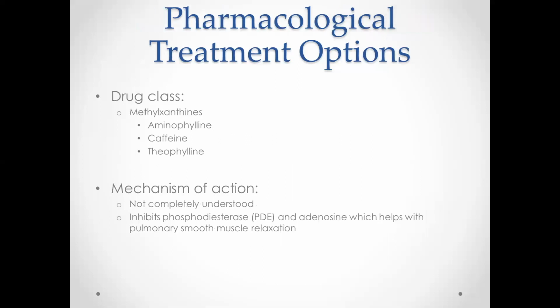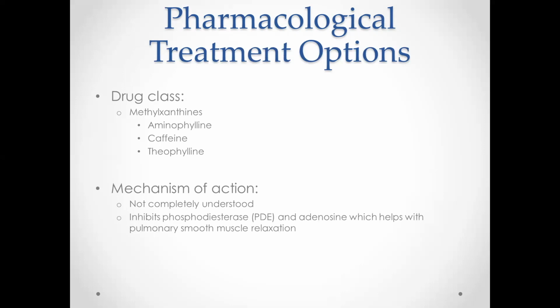So next we'll transition into the pharmacological treatment options. The primary drug class that we use here is the methylxanthines. These include aminophylline, caffeine, and theophylline. For this presentation, I'm mainly going to focus on caffeine as well as theophylline. In general, the methylxanthine mechanism of action is not completely well understood. However, it does have properties that inhibit phosphodiesterase as well as adenosine, which helps with smooth muscle relaxation in the lungs. And adenosine also helps with decreased respiratory drive as well.